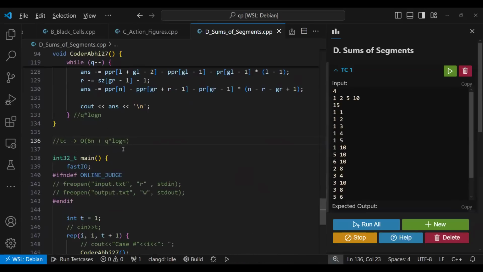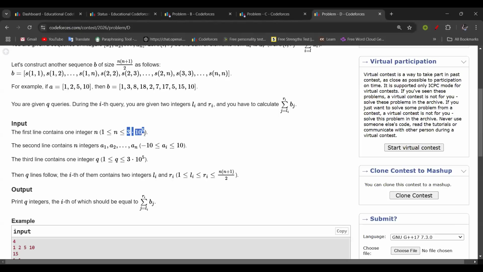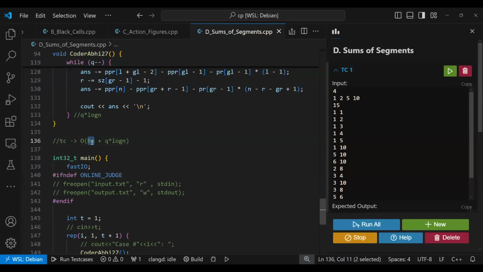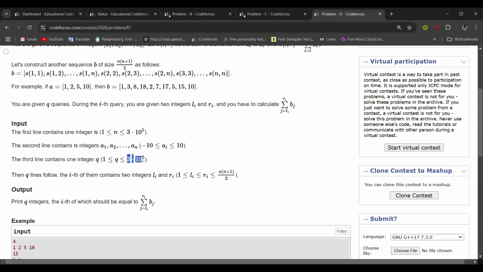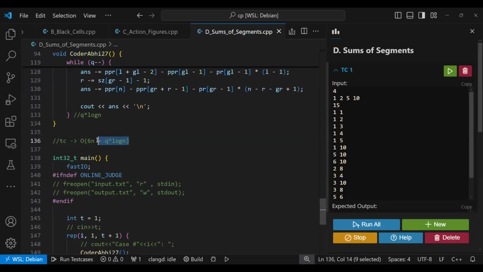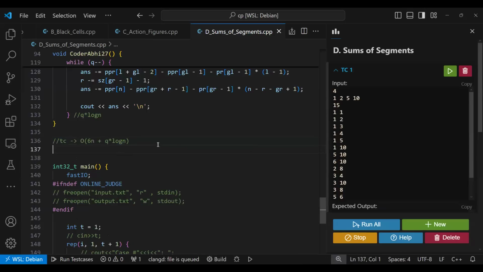which is well accepted for the given constraints, where n was 3 into 10 to the power 5. So around 6 times n is also fine, 10 to the power 6 only, 10 to the power 6, 10 to the power 7. Q is around 3 into 10 to the power 5 multiplied by log n, which is approximately 30. So this is also fine. Okay, so this time complexity is accepted.